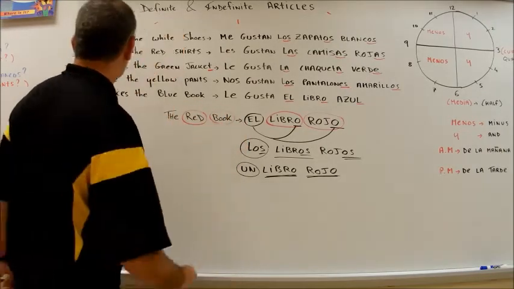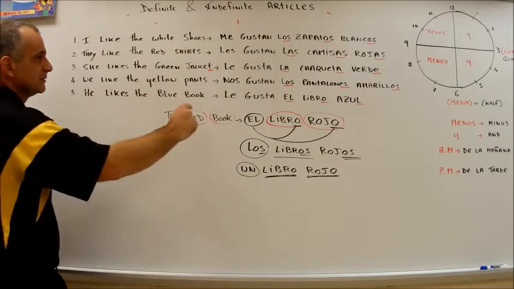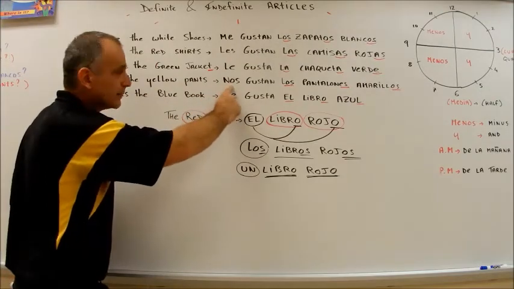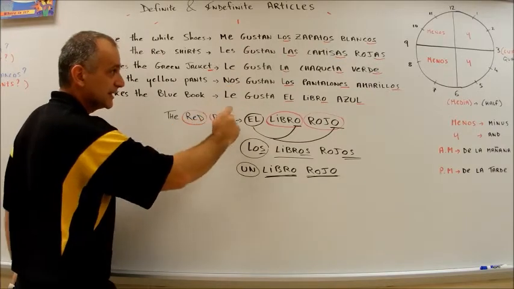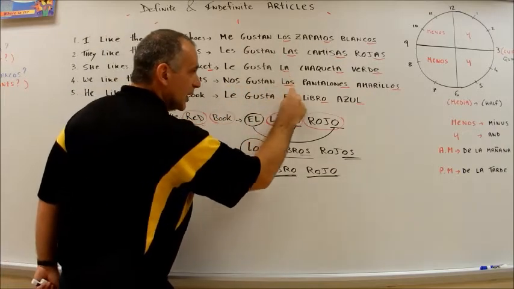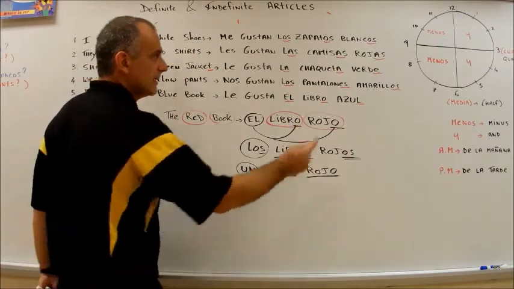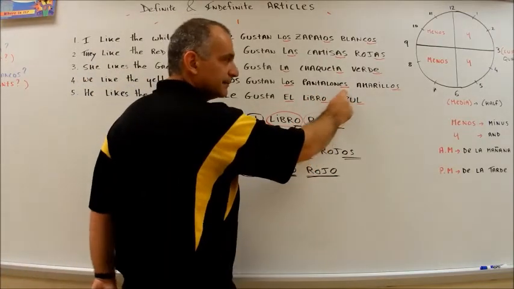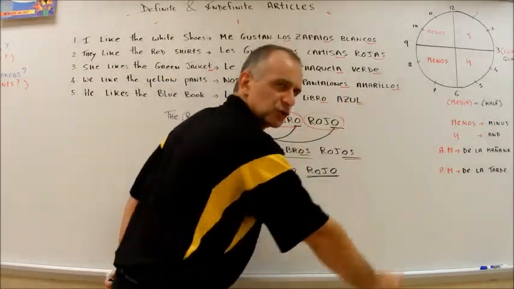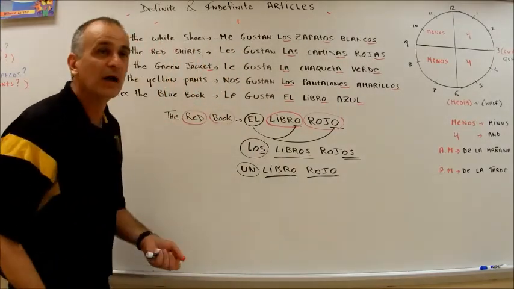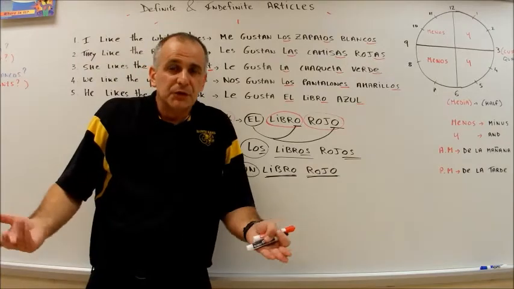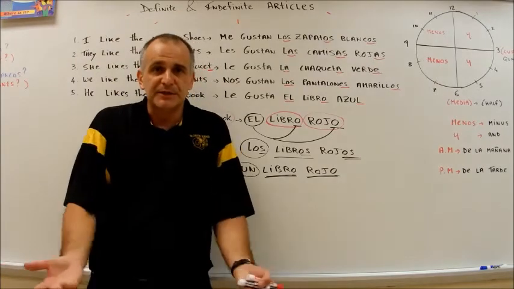Don't forget the S. Alright, we like the yellow pants. Nos. You remember that, right? Indirect object pronoun. Métele nos os les in the form of gustar. Gustan los. We're talking about boys here. Pantalones. Alright? Add the quantities. Amarillos. Yellow. They're boys, and it's more than one. I know you're going to be telling me, why would pants be boys? You know what? I don't know.